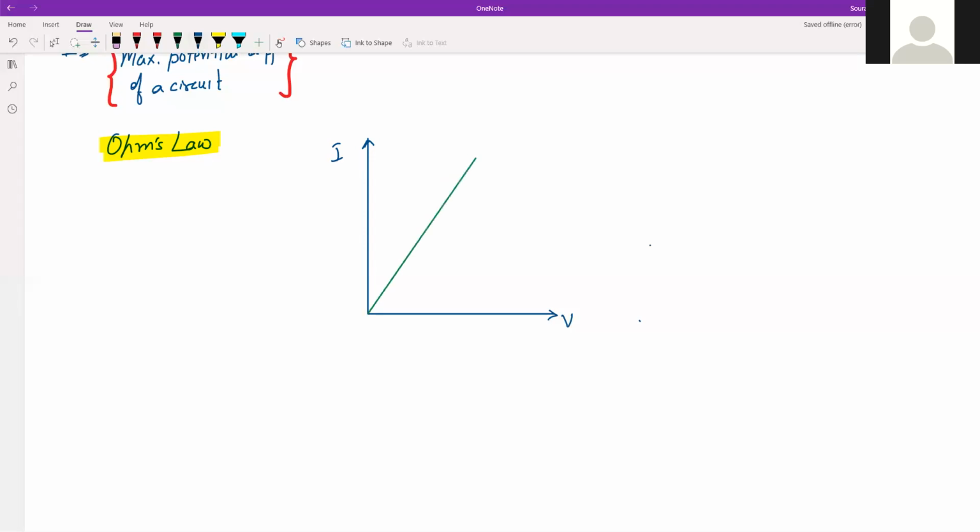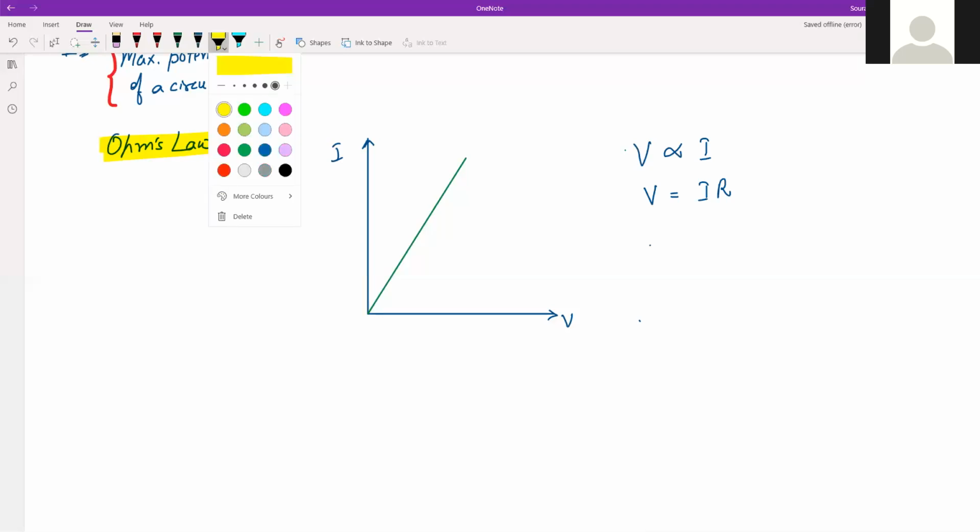You change the potential, you observe the current. It was done like that, and it is observed that it is a straight line. If it is a straight line, that means I depends on V, or V depends on I, both are related, and V is directly proportional to I. And later we said that V is equal to IR.